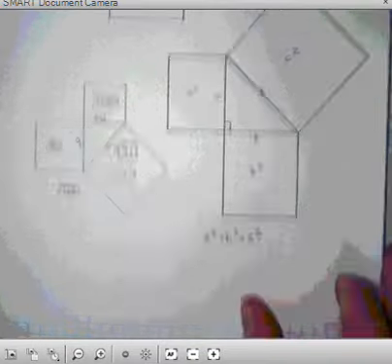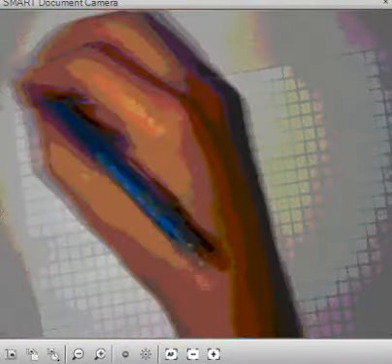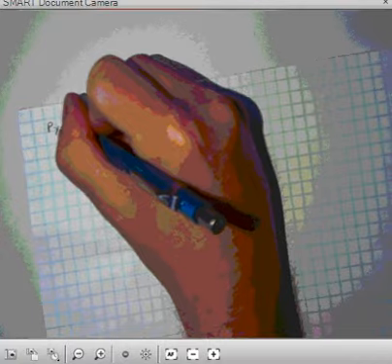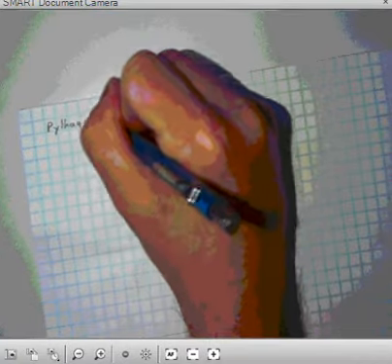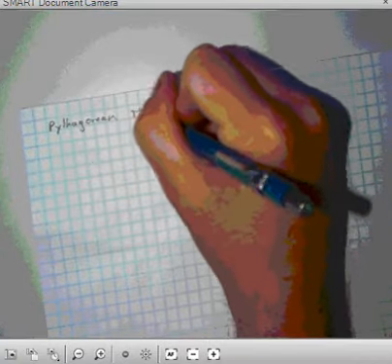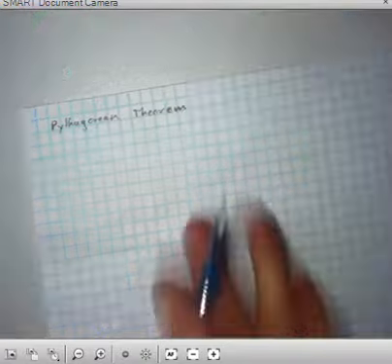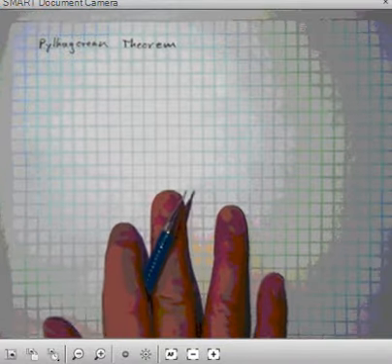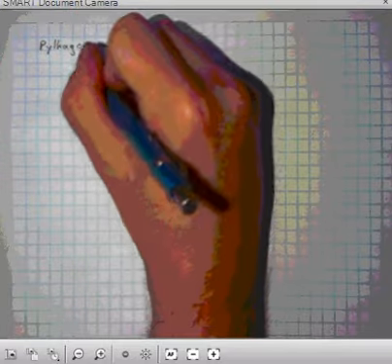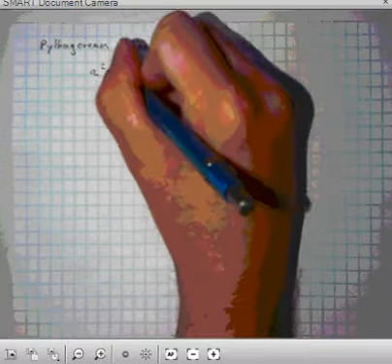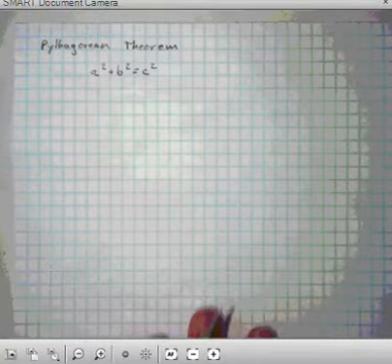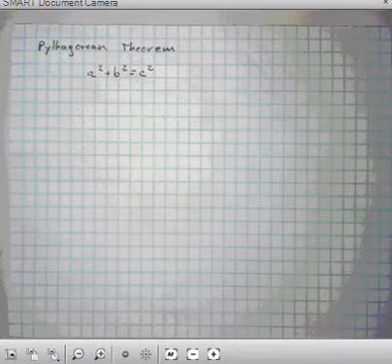So let's look at a little bit more organized notes. All right, today we are looking at the Pythagorean theorem. What the Pythagorean theorem says is that A squared plus B squared equals our C squared. That's what it is, just algebraically.